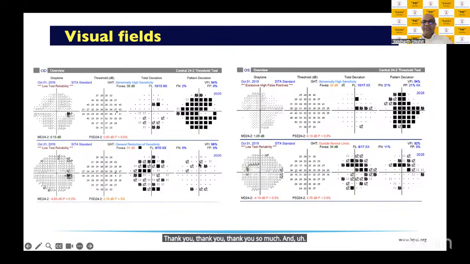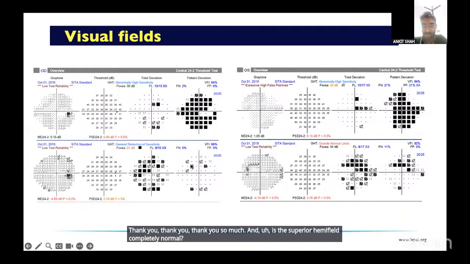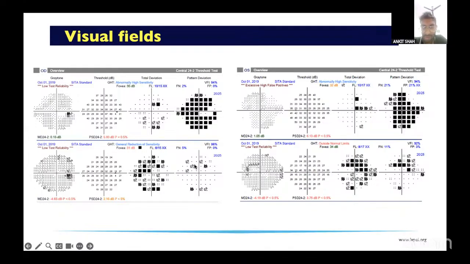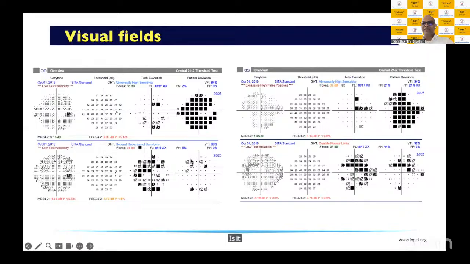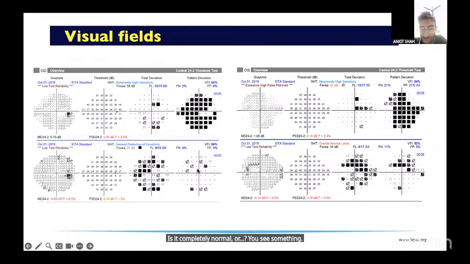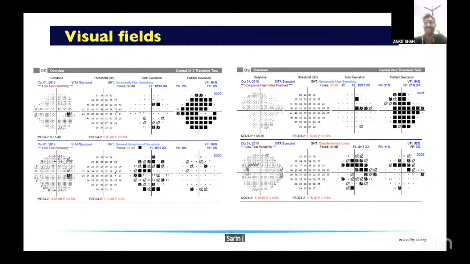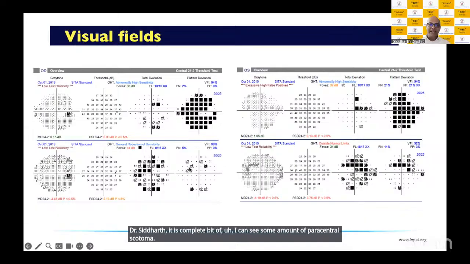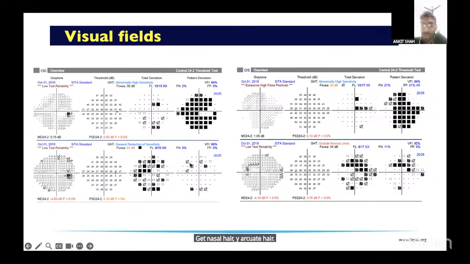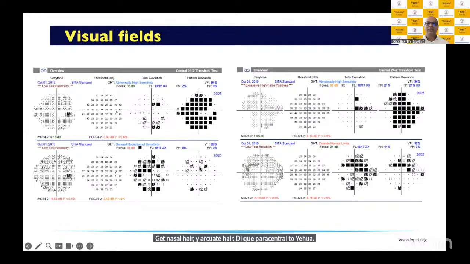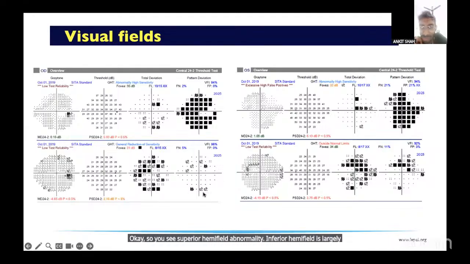And is the superior hemifield completely normal? फंस गया भैया अंकित. Is it completely normal or do you see something? Sir, there is... देखो भैया अंकित, ये क्लास में तुम्हें छुड़ा के रहूंगा. सर जब तक बोलोगे तो अंकित मैडम बोलूंगा मैं. Dr. Siddharth, I can see some amount of paracentral scotoma. ये नेजल है, ये आर्क्यूएट है. ठीक है, पैरासेंट्रल तो ये होगा. ठीक है, so you see superior hemifield abnormality. Inferior hemifield is largely normal. पेरिफेरल पॉइंट्स को छोड़ दो.